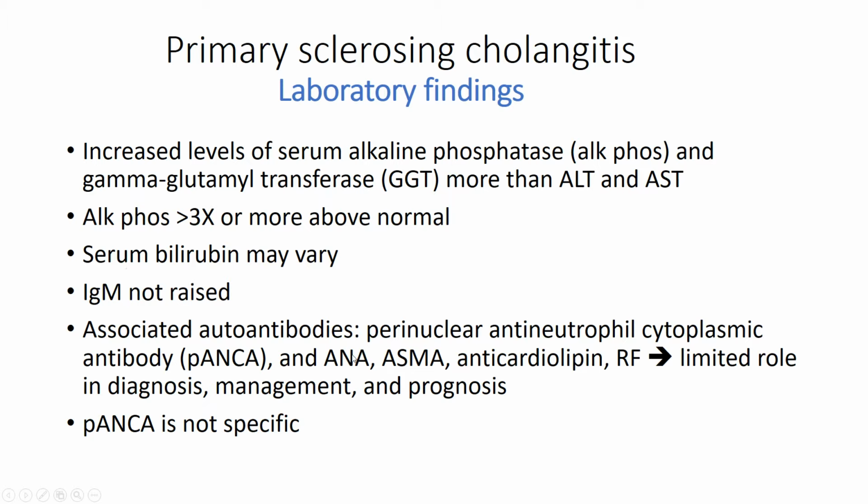And there are associated autoantibodies, although these are not specific. In particular, researchers have been taking a deeper dive into P-ANCA, but the results are not conclusive. ANA, ASMA, anticardiolipin, and rheumatoid factor antibodies are also elevated, but the bottom line is that these autoantibodies have a limited role in the diagnosis, management, and prognosis.